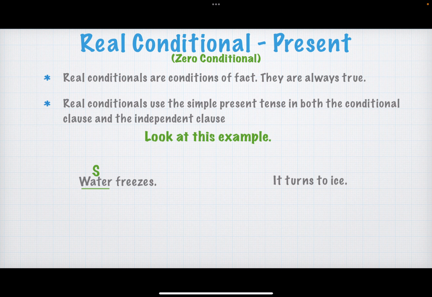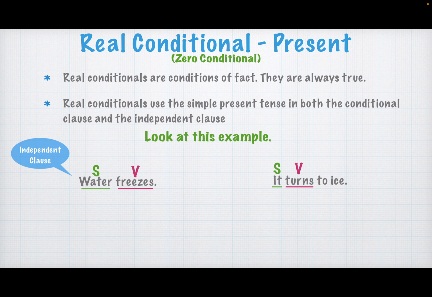So I have a subject here, water, and a verb, freezes. So it's a clause because it has a subject and a verb. And it's an independent clause because that's a finished thought. I don't need more information to complete that idea. Over here, also it and turns, another subject and verb. And it turns to ice, that's a finished thought. That's another independent clause.